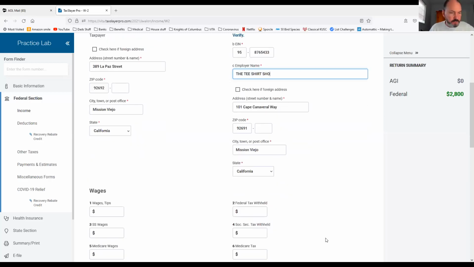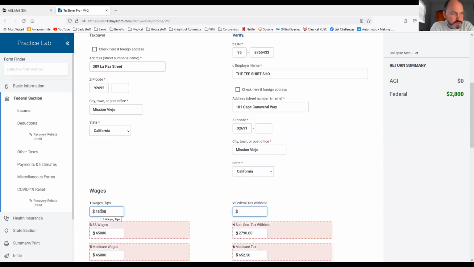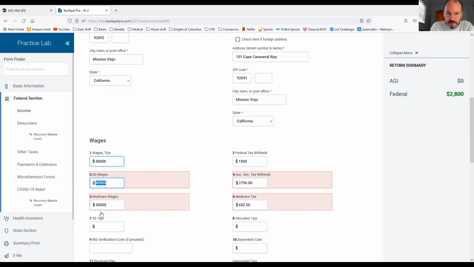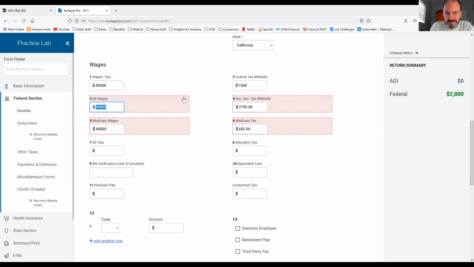That's the mantra. Okay, we're going to go down and she has $45,000 of income. And she has tax withheld of $1,500. And then the auto population in 3, 4, 5, and 6, typically you're not going to make any changes. But if you have to, all you got to do is just go to that box and make the change. And then, because sometimes people look at this and say, what is this tax I'm paying? Well, Social Security tax is 6.2% and Medicare tax is 1.45%.